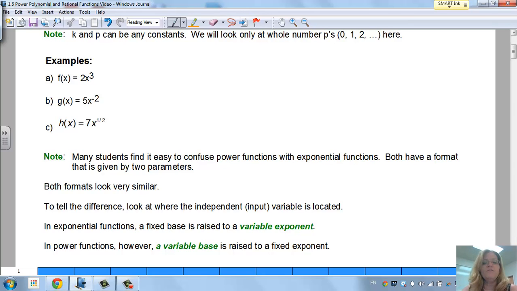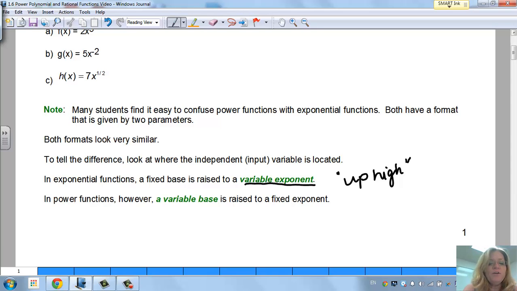Many students find it easy to confuse power functions and exponential functions. Both have a format that is given by 2 parameters. Both formats look very similar. To tell the difference, look where the independent or input variable is located. In exponential functions, a fixed base is raised to a variable exponent. So here, like I said before, the x is up high and it's a variable, meaning you have to solve for it, and it stays a variable. In power functions, however, the variable base is raised to a fixed exponent. So here your x is down low. That's just to help you so you can see the difference quickly, okay?